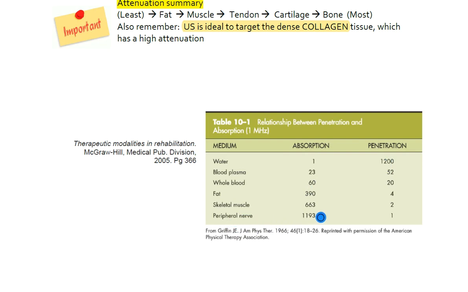You can see nerves though, and this would be why it's contraindicated. One of the reasons in CNS in particular is that there's a great absorption in nerves. This is peripheral nerve. This would be very similar to absorption for central nervous system. So with that, we want to be concerned with using that over nervous system structures.